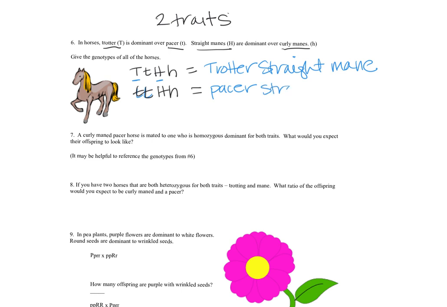And they still have a straight mane. Right? That's their mane right there. So pretty. Right? Same idea. That's all it is. They're just asking us to write them all out. I'm not writing them all out.